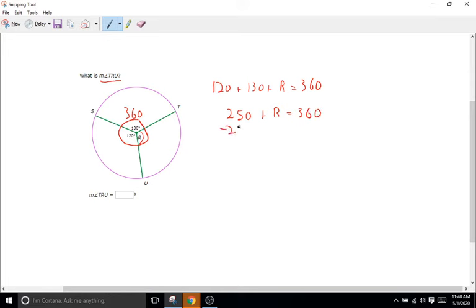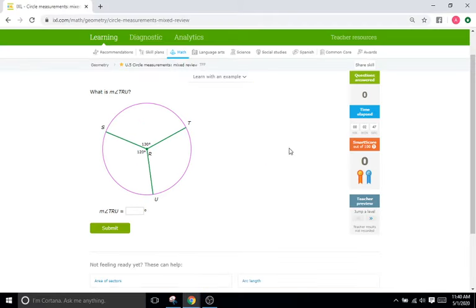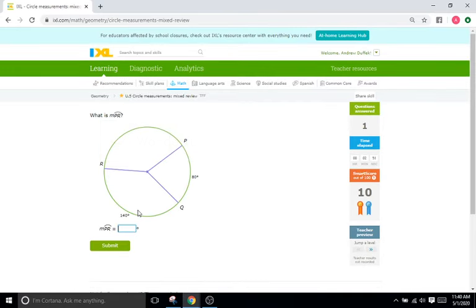To get the R by itself, we're going to subtract 250 from both sides, like so. So all we are left with is R equals 110 degrees. Done. Next one. What is the measurement for arc PR?